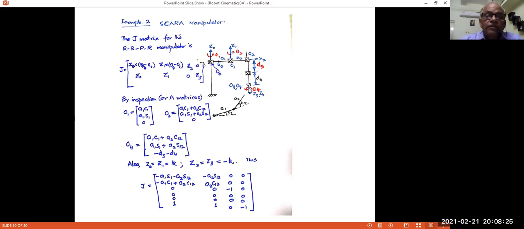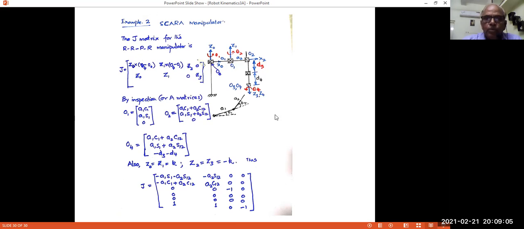The only difference for O4 is that it is down along the Z axis by a distance d3, d4, minus d3, d4. Otherwise, x and y components are the same as O2. So these two are the same. Now you have all the data necessary. Once you have that, just do the necessary cross multiplications. You already have 0, 0, 1, 0, 0, 1, 0, 0, 0, 0, 0, minus 1 for Z4. Once you do the cross multiplication, you have the J matrix available.